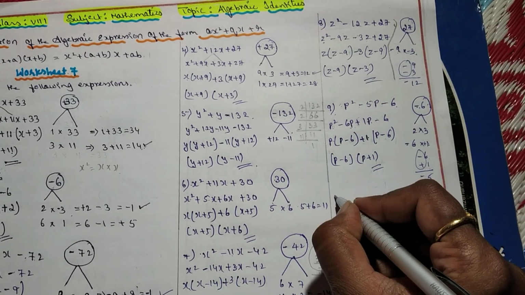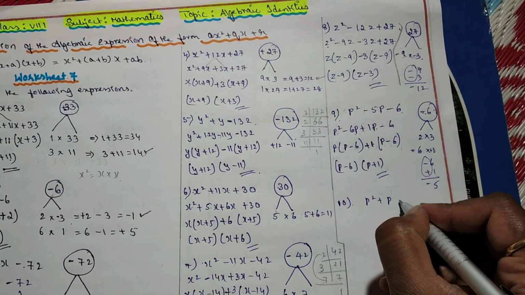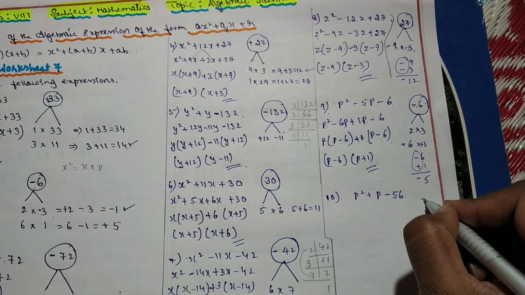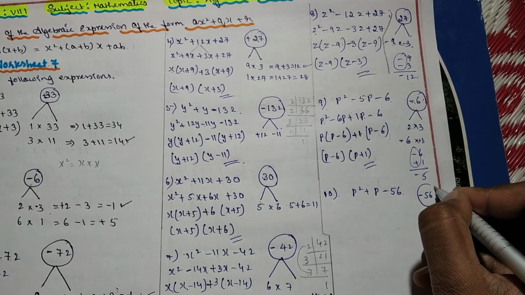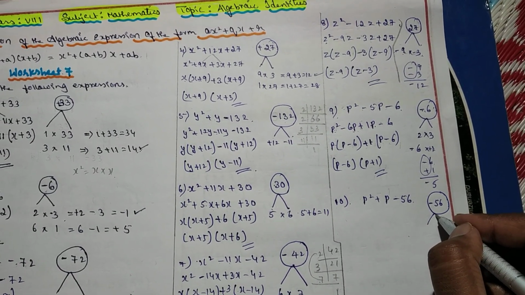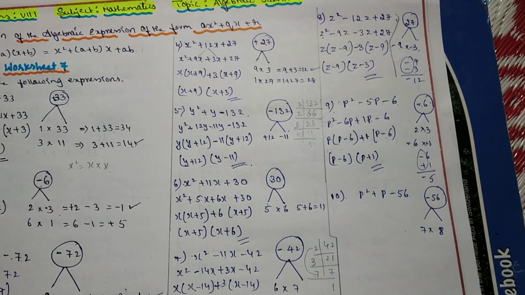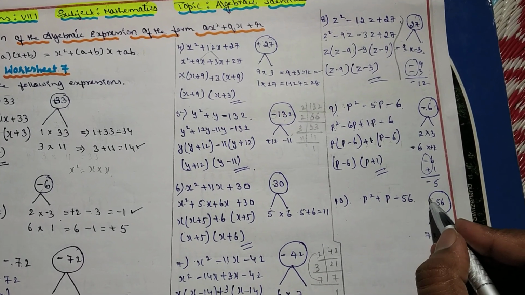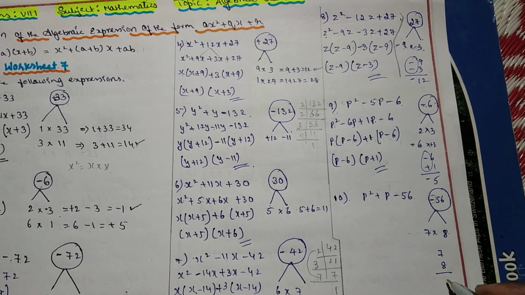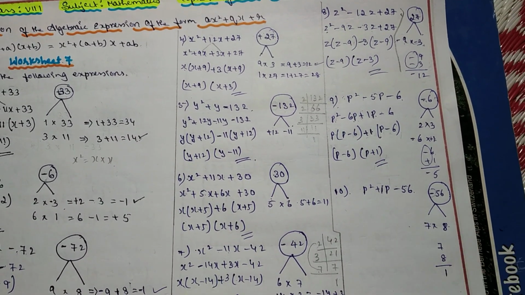Now let me move to 10th question. Question 10. p square plus p minus 56. So here minus into plus is minus, 56 is the product. Which table? That we need to check. 7 8s are 56. Yes, 7 8s are 56. Now check it. Here we have minus sign, means I have to subtract the numbers. 8 minus 7 is 1. Right? And the middle coefficient we required, 1. Right? 1 we got it.